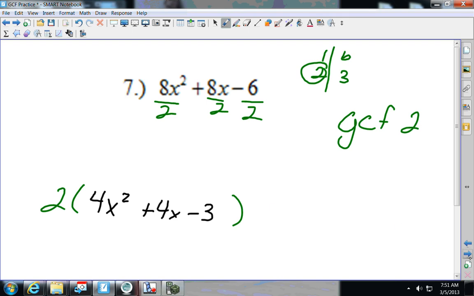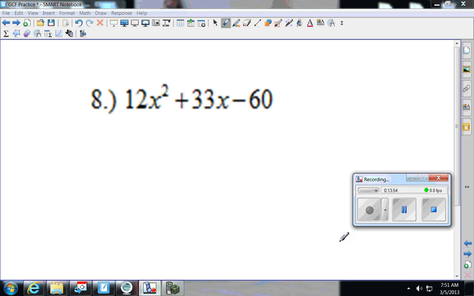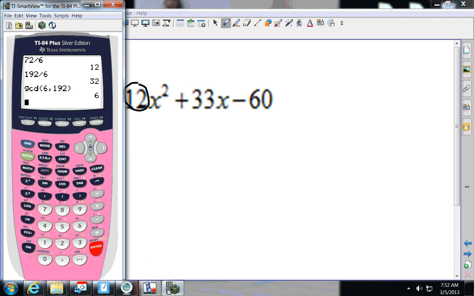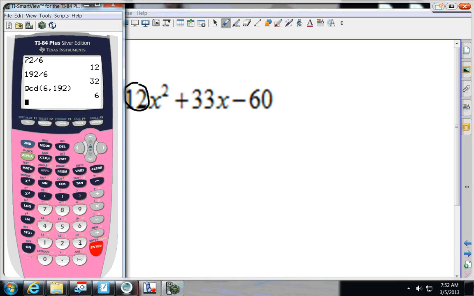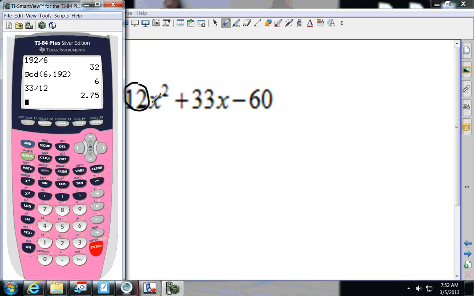Number 8. Try number 8. On number 8, your smallest number is 12. But does 12 go into 33? Yeah, because if I go up here and go 33. If I take 33 divided by 12, it does not go in evenly. It gives me a decimal. So let's find the GCF between 12 and 33.